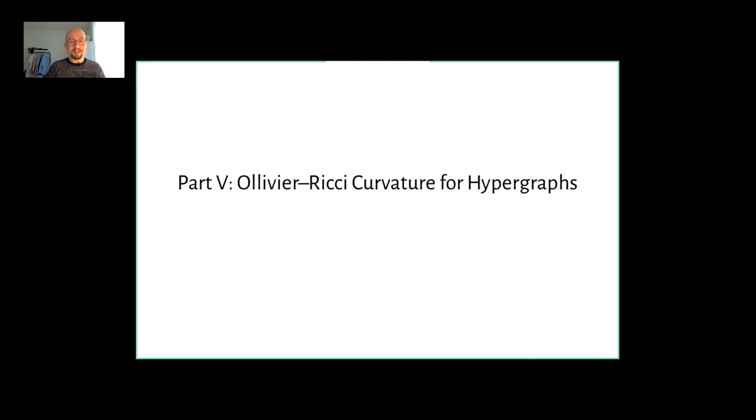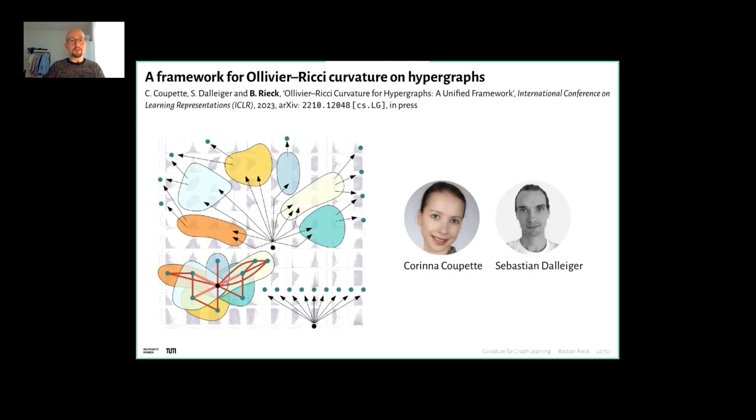Right. All right, then let's go to the last journey. So here we are going in another direction entirely. We're going in the direction of hypergraphs. This is recent work with my wonderful collaborators Corinna and Sebastian, and it's currently in press to appear at ICLR 2023, which is a machine learning conference. And essentially what we're doing is we are proposing a new framework, or a joint framework, for Ollivier-Ricci curvature on hypergraphs.